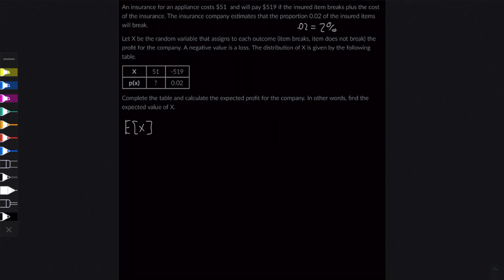So this tells us that 0.02 of the time they will lose $519. So that's what this means right here. And so basically we have to find the probability that they gain $51, and that would be 1 minus 0.02, right? Because they have to add up to 1, and this gives us 0.98. So this is the probability that x equals 51.